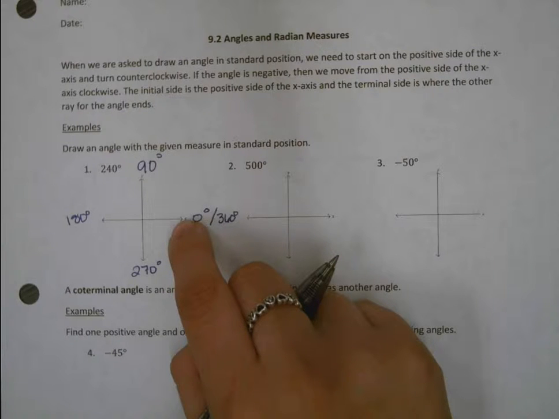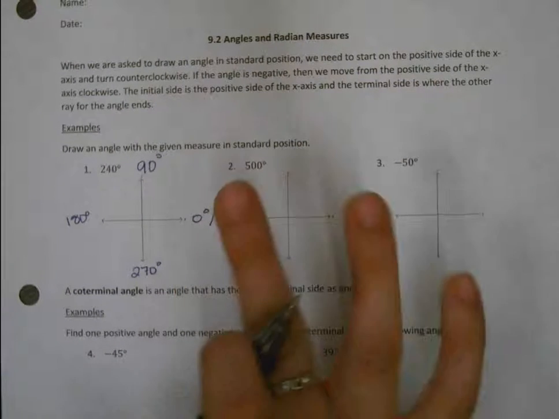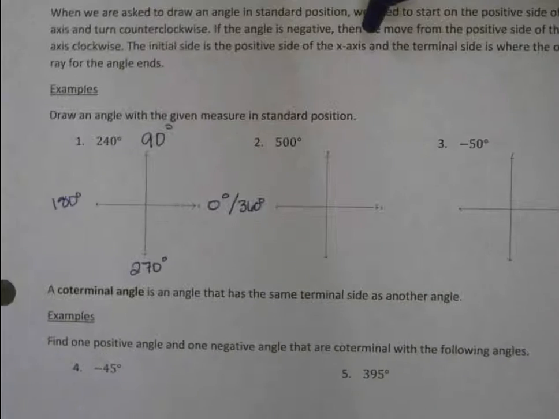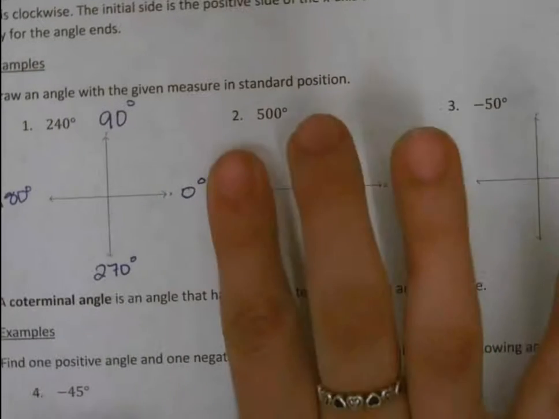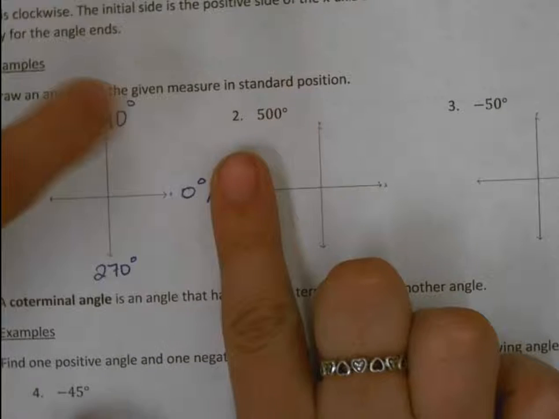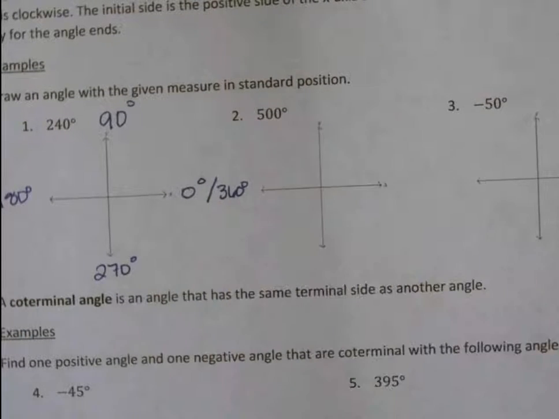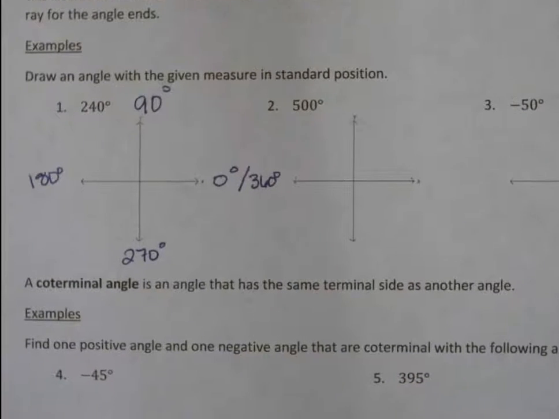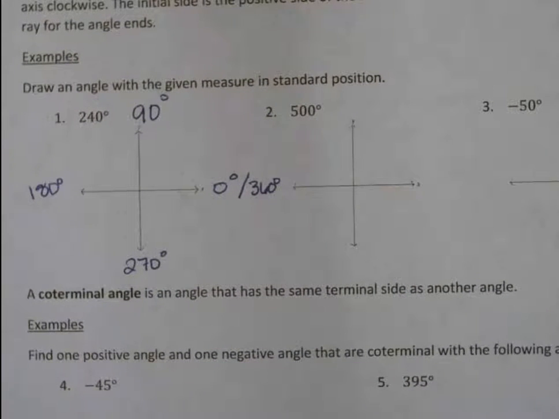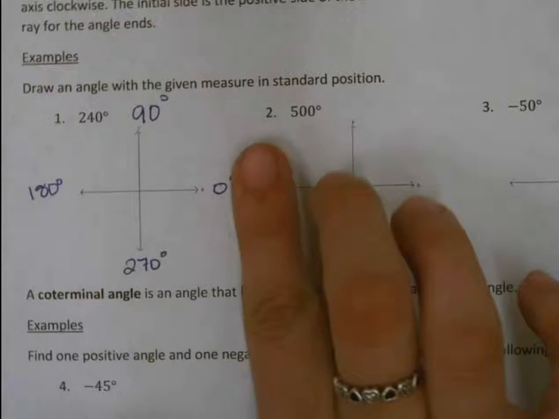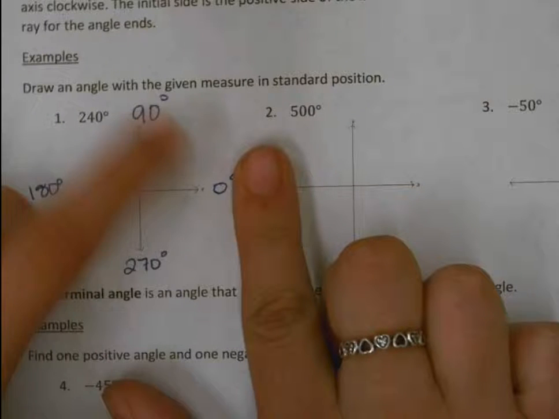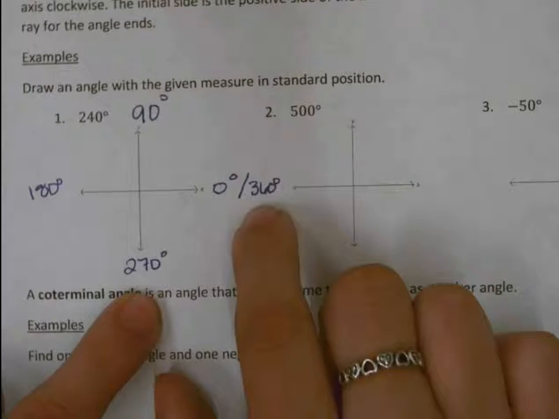Why do you do 0, instead of just 360? Because I started there, right? So I started with 0. I went 90, 180, 270, and then a complete circle is 360. So that's both. Yeah, it goes counterclockwise, because I started here at 0, 90, 180, 270, and then I end with 360.